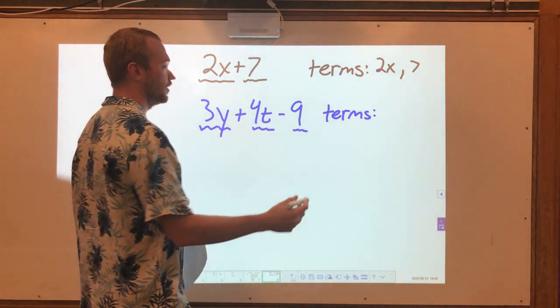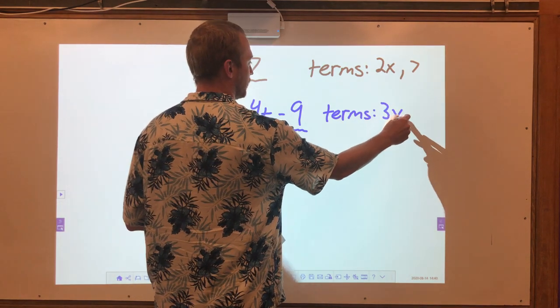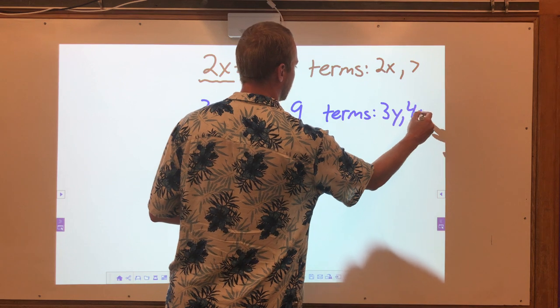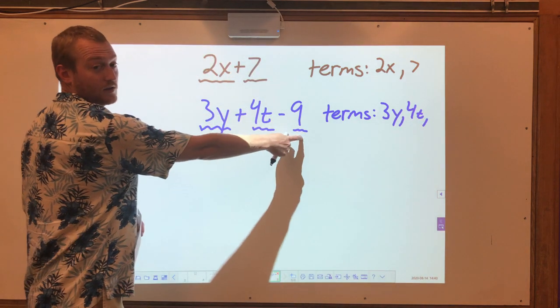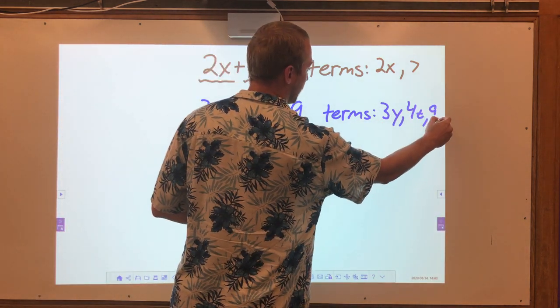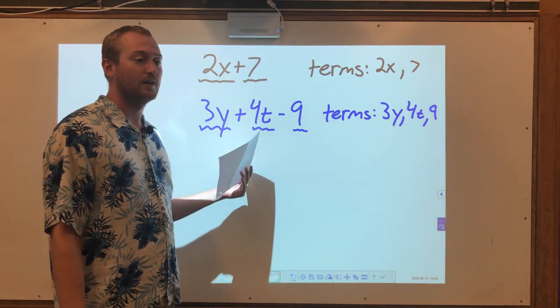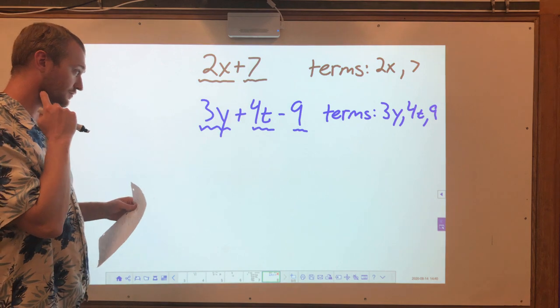So we have 3y, 4t, and 9. Those are the 3 terms that make up this algebraic expression.